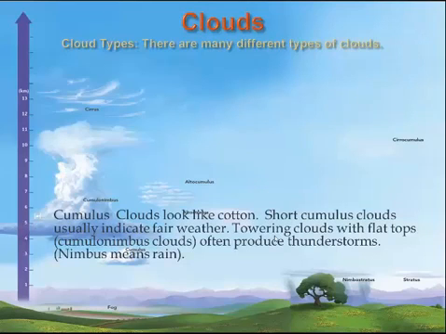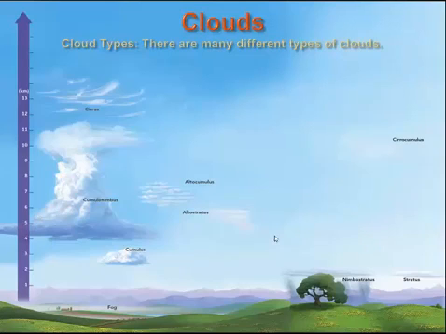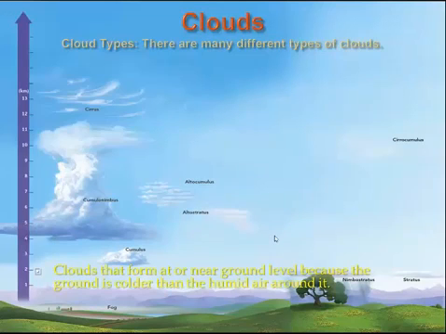When we have towering clouds with flat tops, those are cumulonimbus clouds. Those often produce thunderstorms. It's important for us to remember that the term nimbus means rain, so anytime you see nimbus, we typically are going to have rain. Clouds that form at or near the ground level, because the ground is cooler than the air around it, these clouds typically produce rain or precipitation as well. Some of them may just be like fog, though.